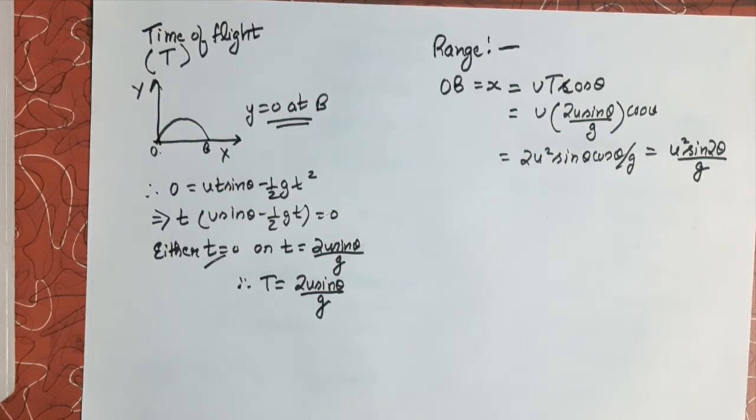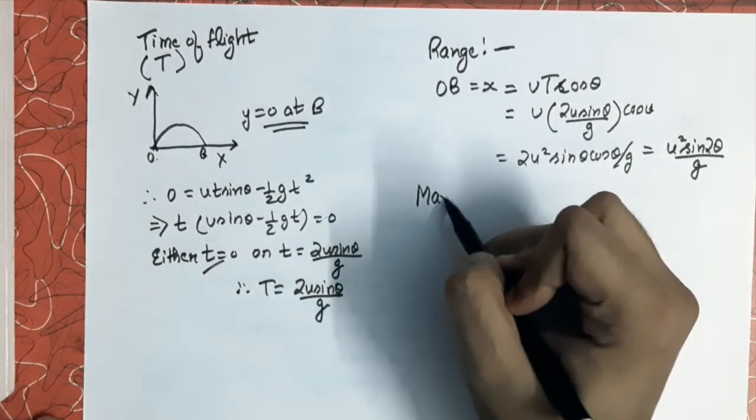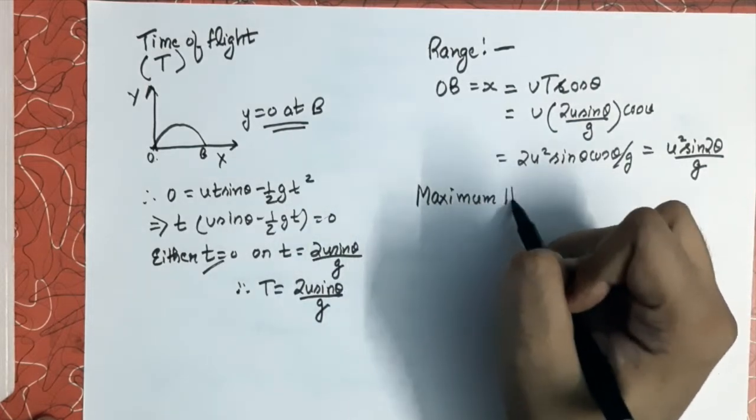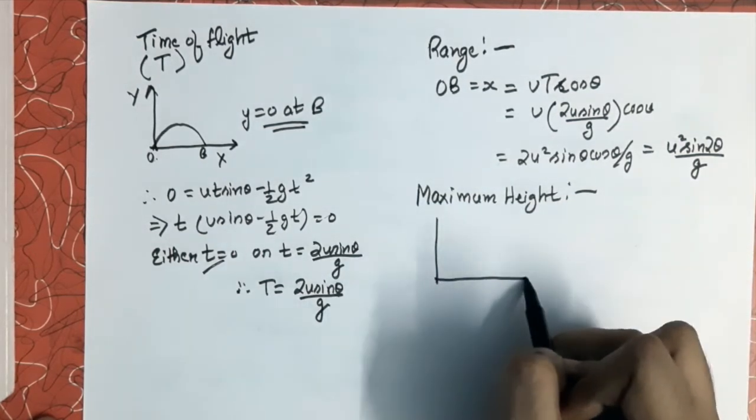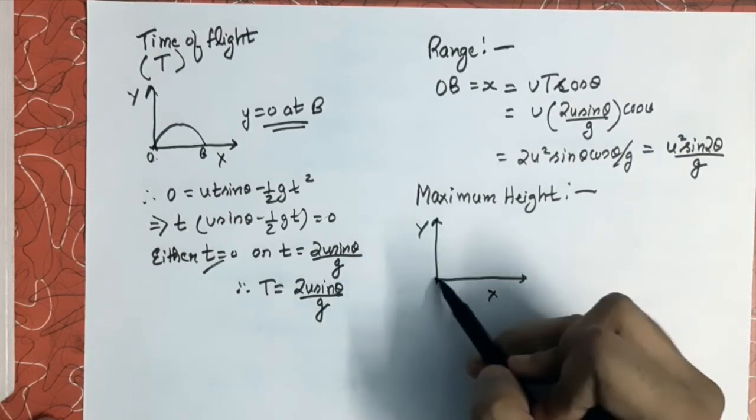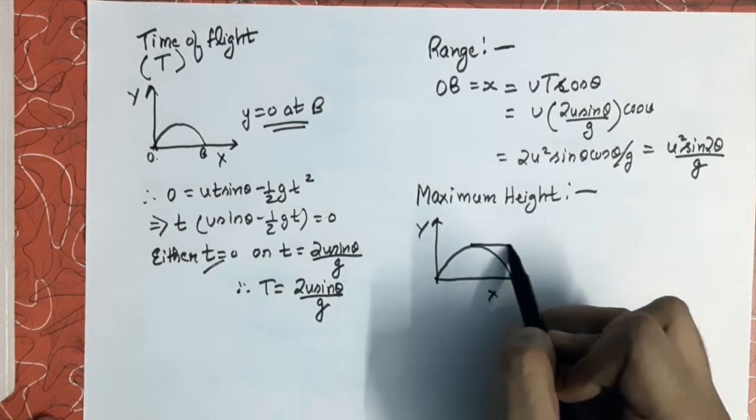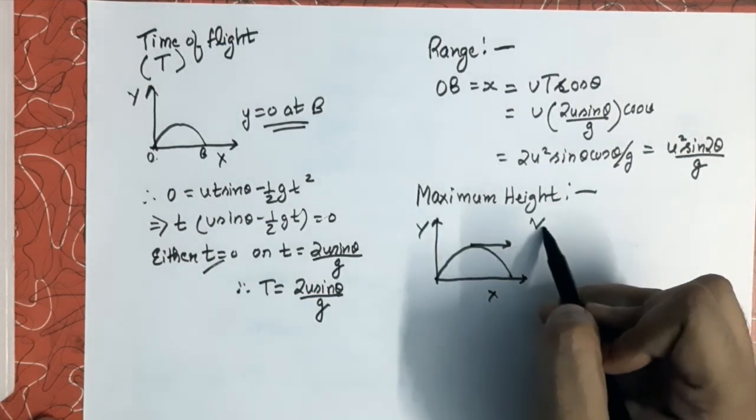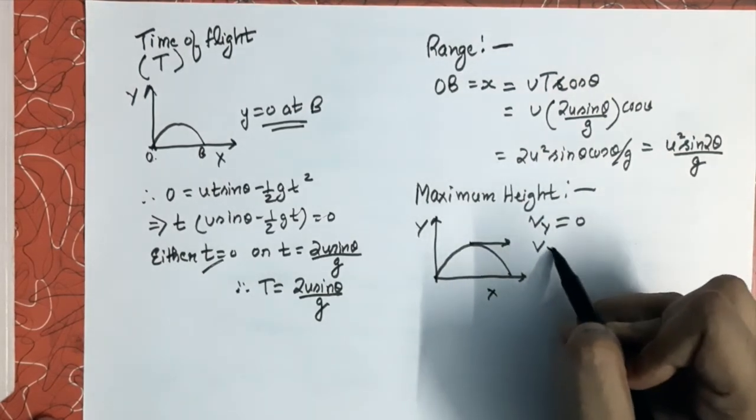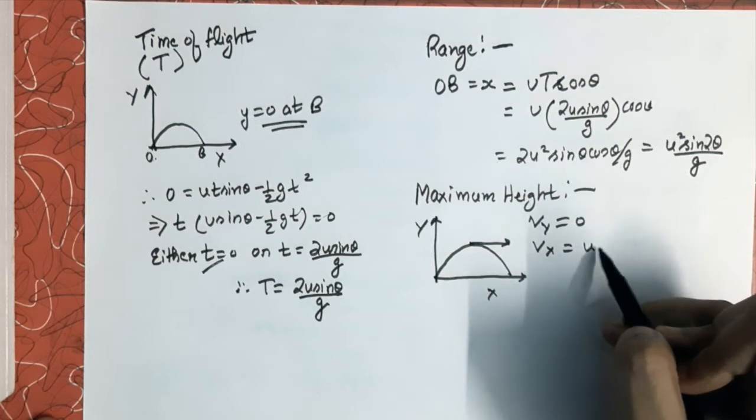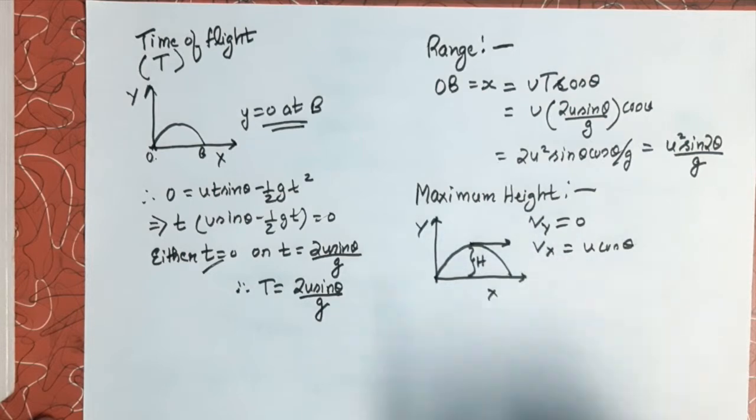Now we can also find the maximum height. What is the maximum height? If this is your projectile motion, this point when there is no y component, that is vy is equal to 0 and only x component, we know vx is constant, it is u cos theta. This point is known as maximum height h.